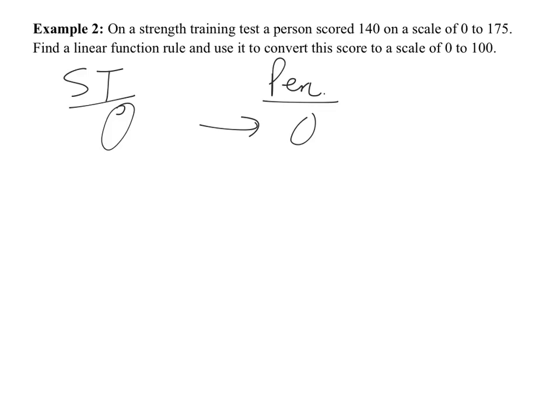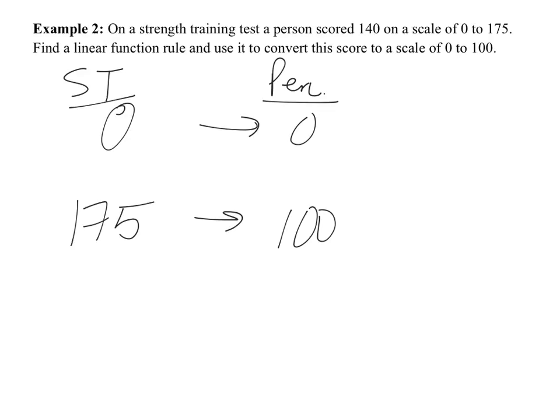Okay, so 0 becomes a 0. But on the strength training test, a 175 becomes what? What is that as a percentage? If you got a 175 in the strength training, where are you? 100%. You're the top of the possibilities. So if you can get that 175, you have attained 100 percentile. Whatever test it may be.